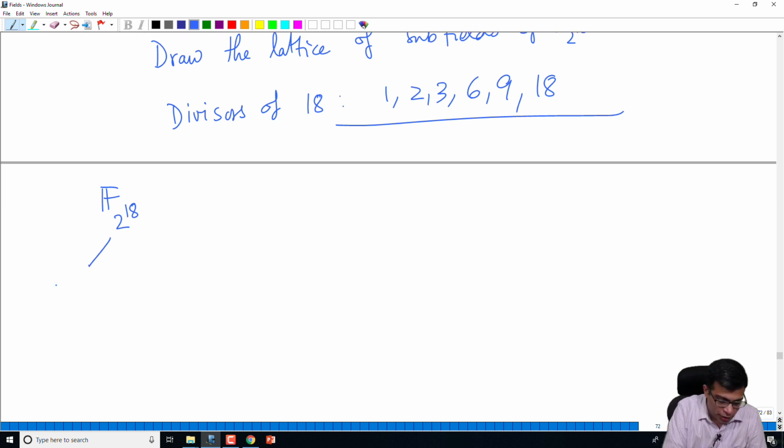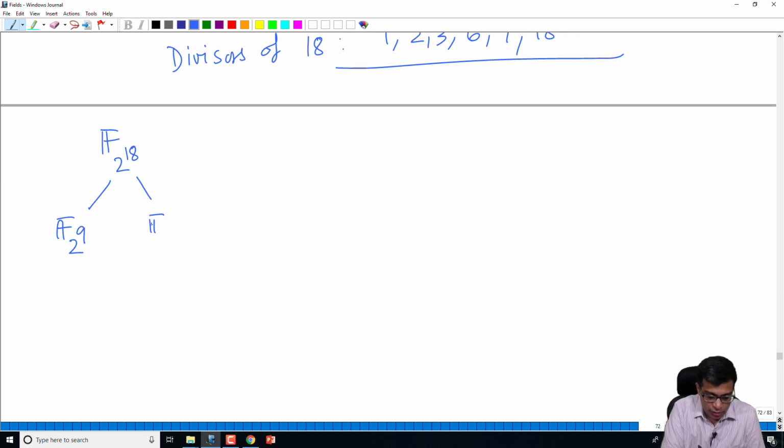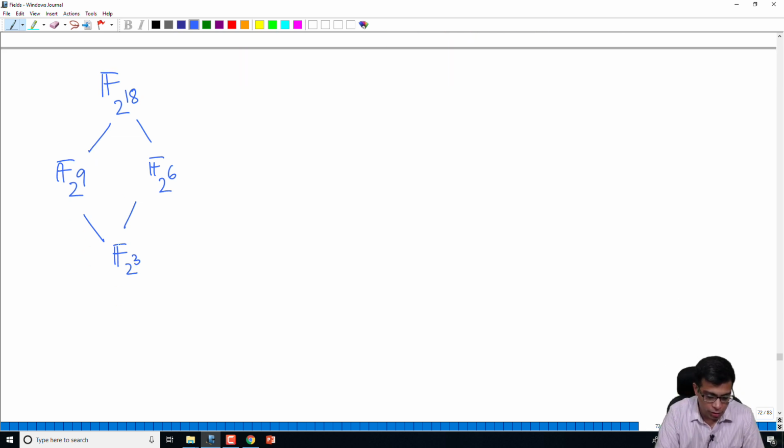So let's do F2 power 9 here. Because 9 divides 18, this is a valid subfield of that. Whereas if you do F2 power 6, that's a valid subfield, but 9 and 6 are not comparable because 6 does not divide 9. On the other hand, 3 divides both 9 and 6, so F2 cubed will be in both of them. Whereas F2 squared will be in this but not in this, hence not in this. Right? It will be in F2 power 18.